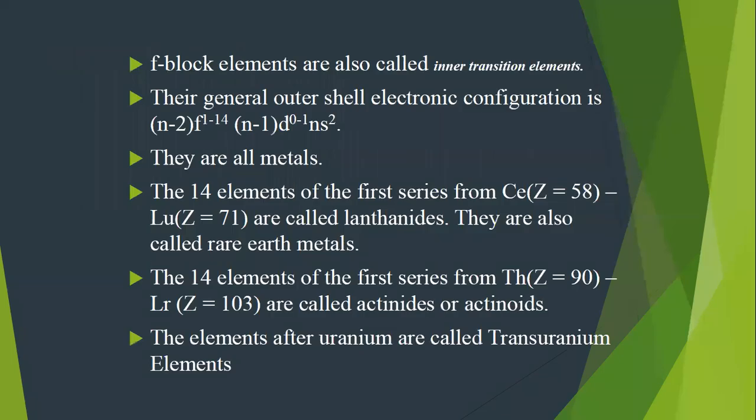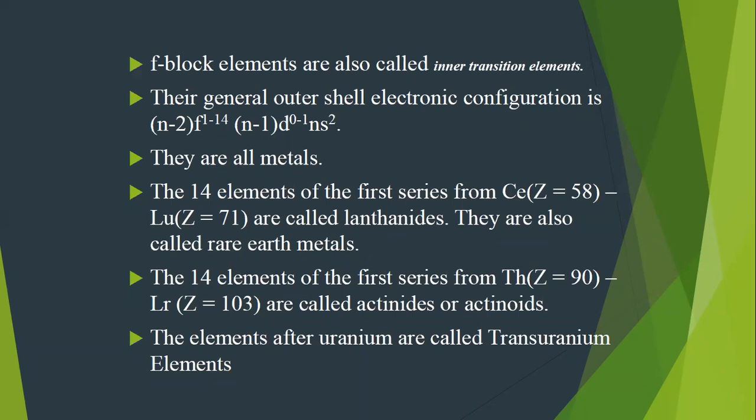They have different properties, since the f block elements are generally highly reactive, and radioactive elements are included in that. So f block elements are also known as inner transition elements. The general outer shell configuration is (n-2)f 1 to 14, (n-1)d 0 to 1, and ns^2. So they have a unique electronic configuration apart from the other families.